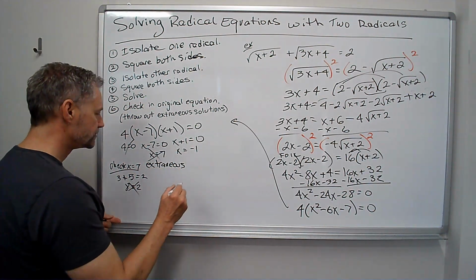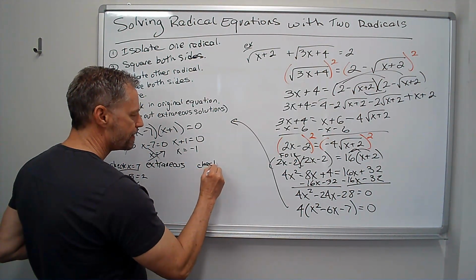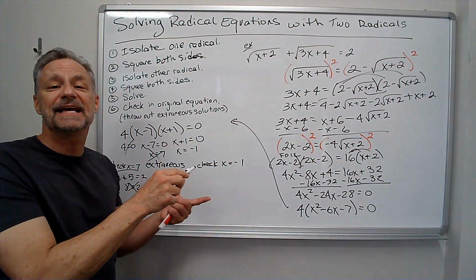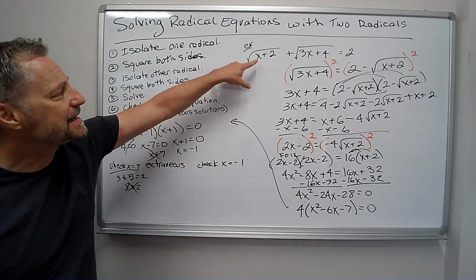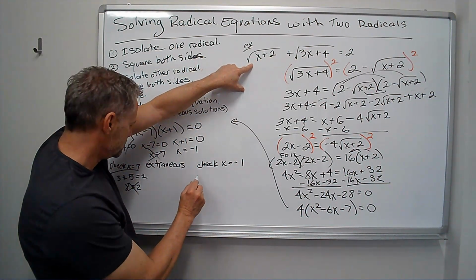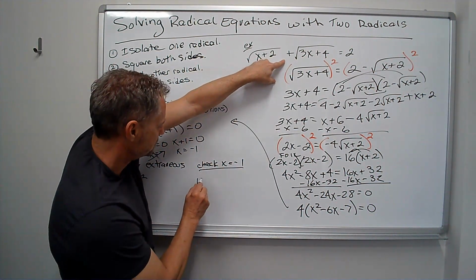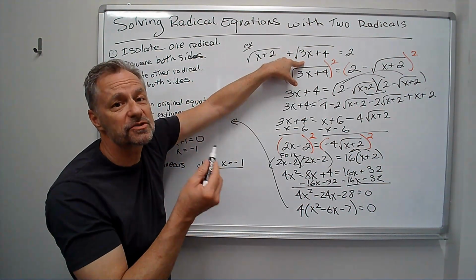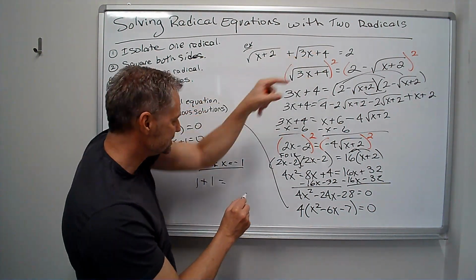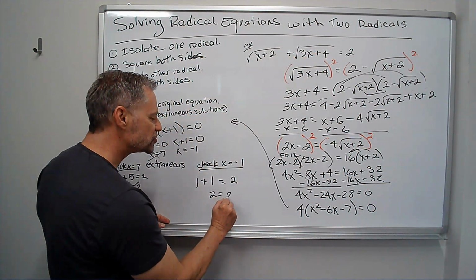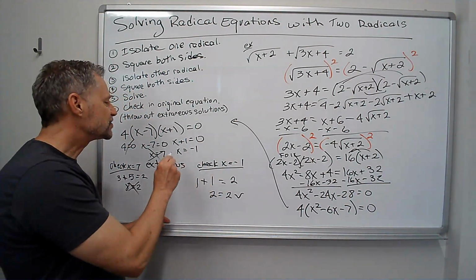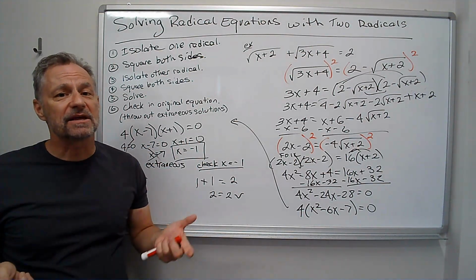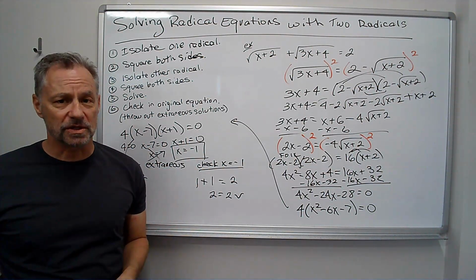Let's check x equals negative 1. If it works, that's my only answer. If it doesn't, no solution. So I plug it in. Negative 1 plus 2 is 1. Square root of 1 is 1. Plus 3 times negative 1 is negative 3. Plus 4 is 1. Square root of 1 is 1. And it says it equals 2. This time I do get a true equation. So that is an answer. I get to keep the x equals negative 1. 7 was extraneous. I had to throw it out. Negative 1 works, so I keep that as my only solution.